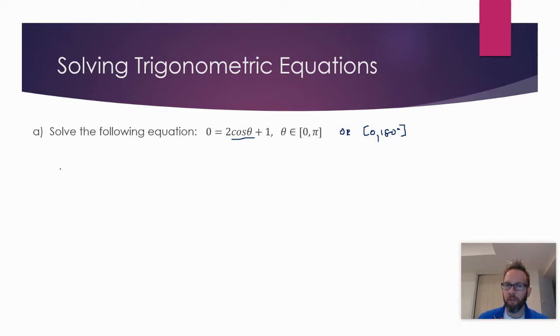In this first question, we just solve for cosine theta. So taking 2 cos theta plus 1 equals 0. Sorry, I just rewrote the equation there. We can move over the 1. 2 cos theta equals -1, which means the cosine of theta equals -1 over 2. So we're looking for solutions between 0 and pi.